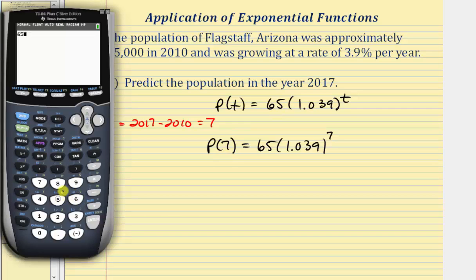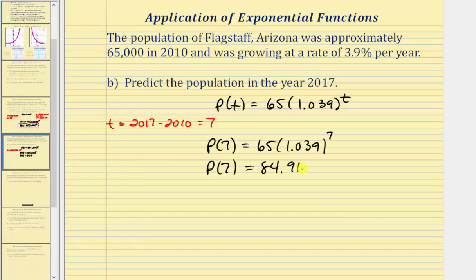So we have 65, and then in parentheses we have 1.039. This is raised to the power of 7. Enter. So because this function value is in thousands, let's round this to 3 decimal places, which would be approximately 84.962. Again, this is in thousands.